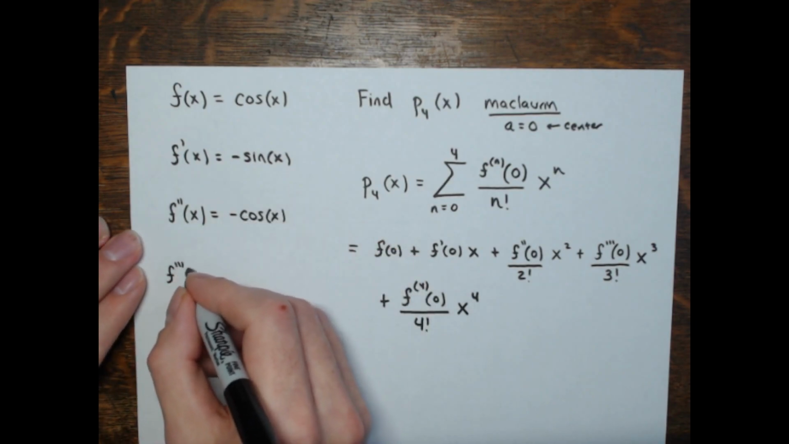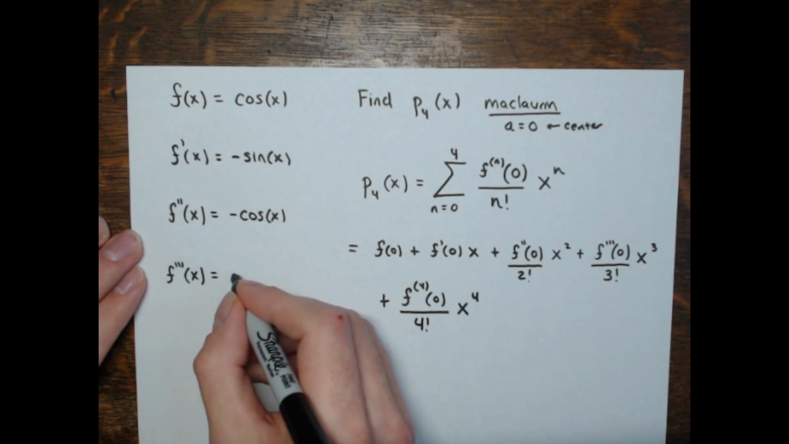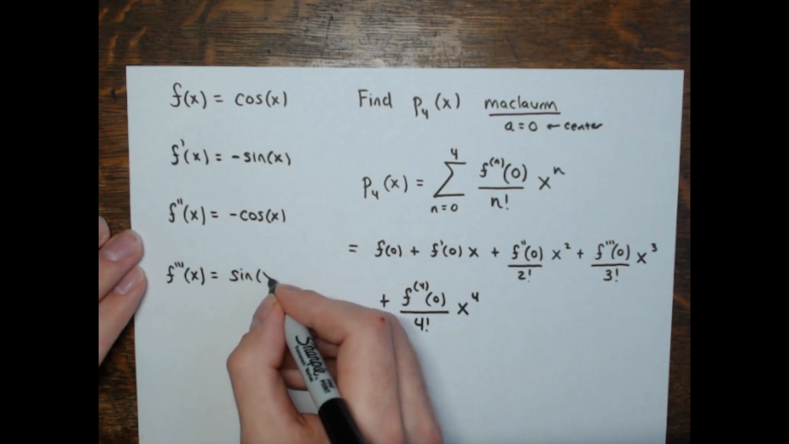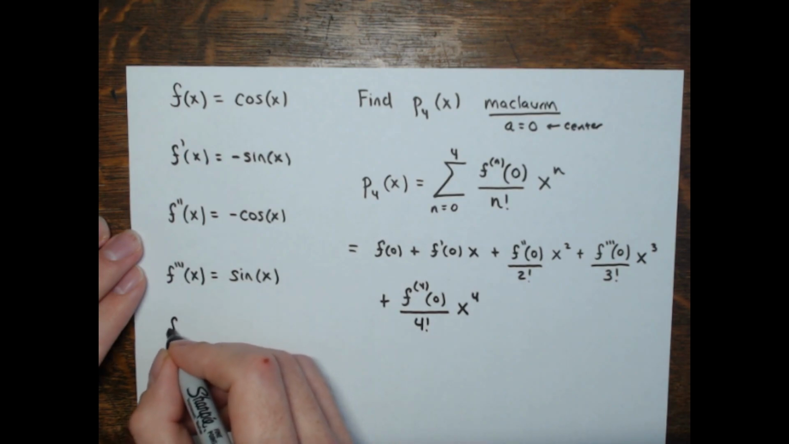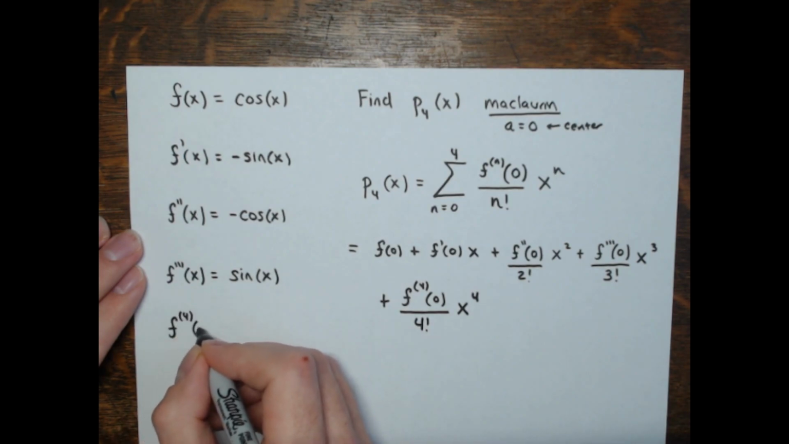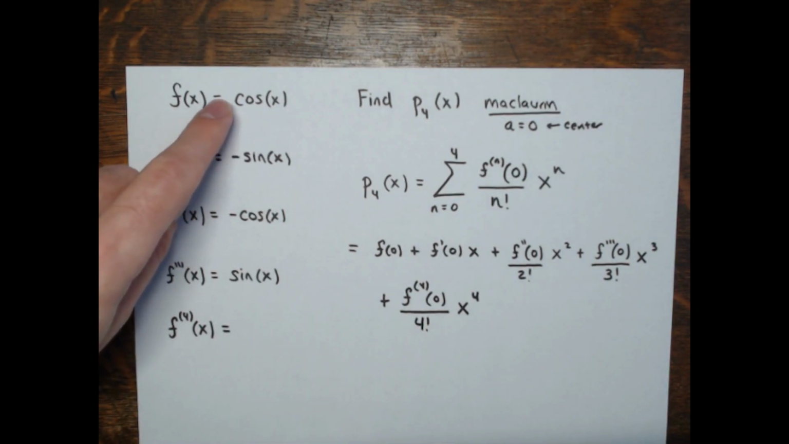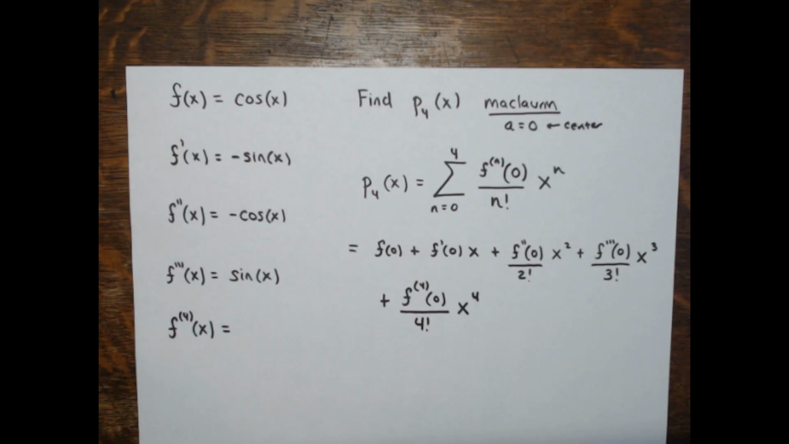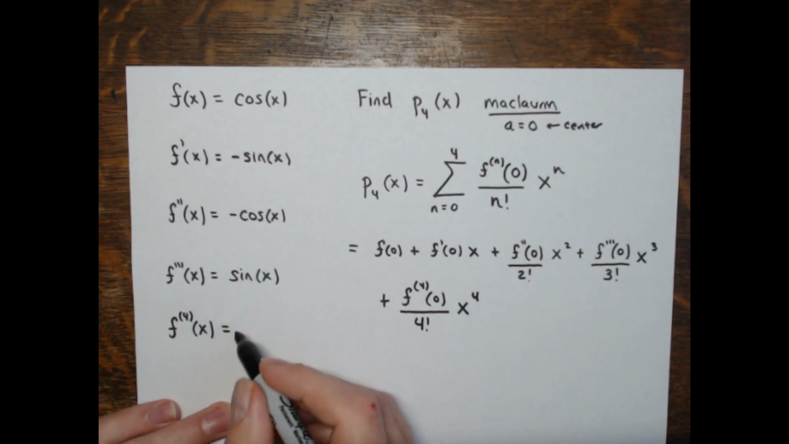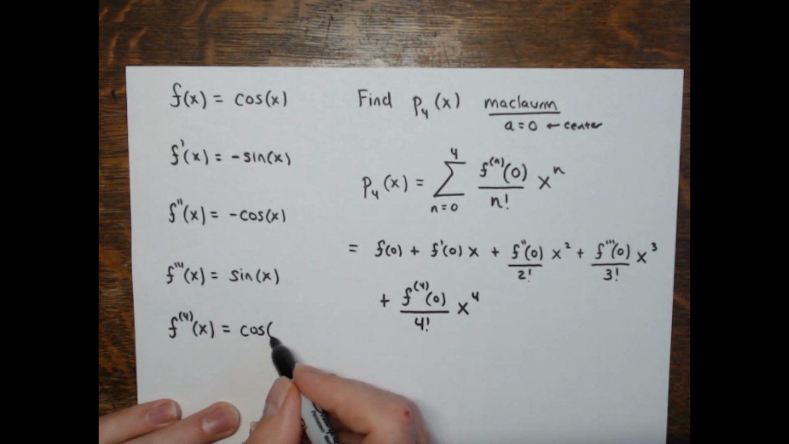The third derivative would be just sine x. And the fourth derivative, and you may remember this from Calc 1, sine of x and cosine of x repeat every 4 derivatives, because when I get to the fourth derivative here, I'm back to cosine x.